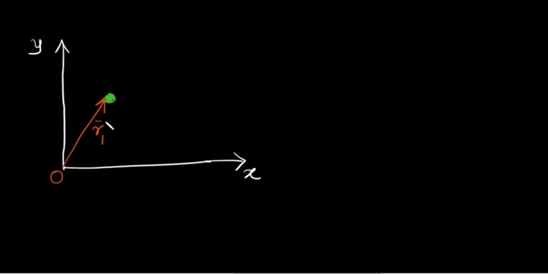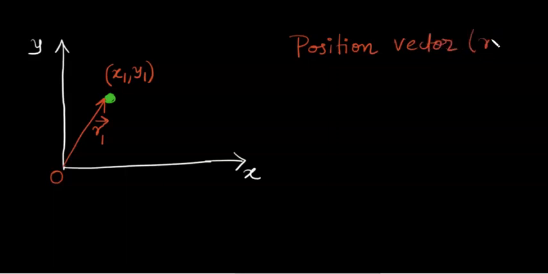This is the position vector, let's say r1 bar. This is the initial position. The coordinates of this green particle are x1 and y1. So r1 bar is called the position vector. It gives you the position of that green ball or particle. Now let's assume that this ball follows a certain path like this and ends up here. Let me draw it properly over here.